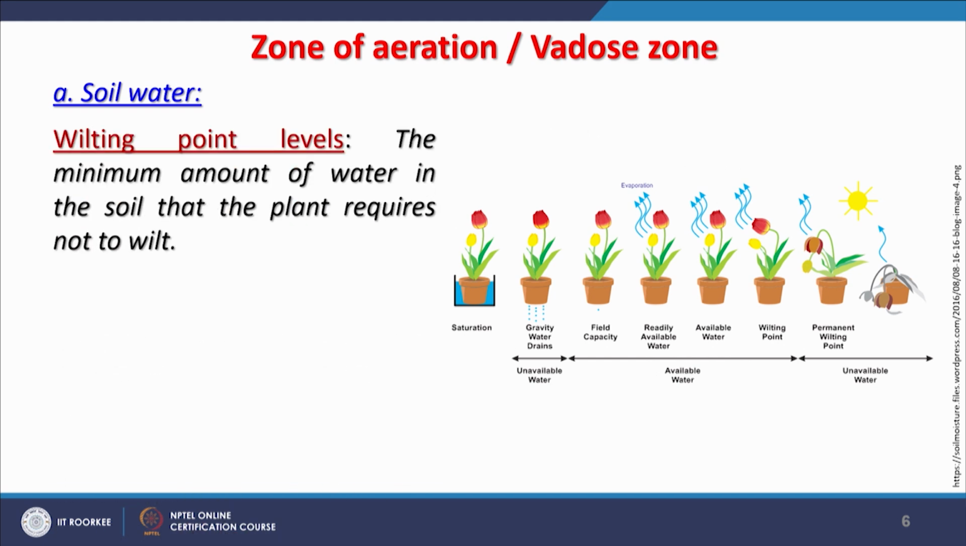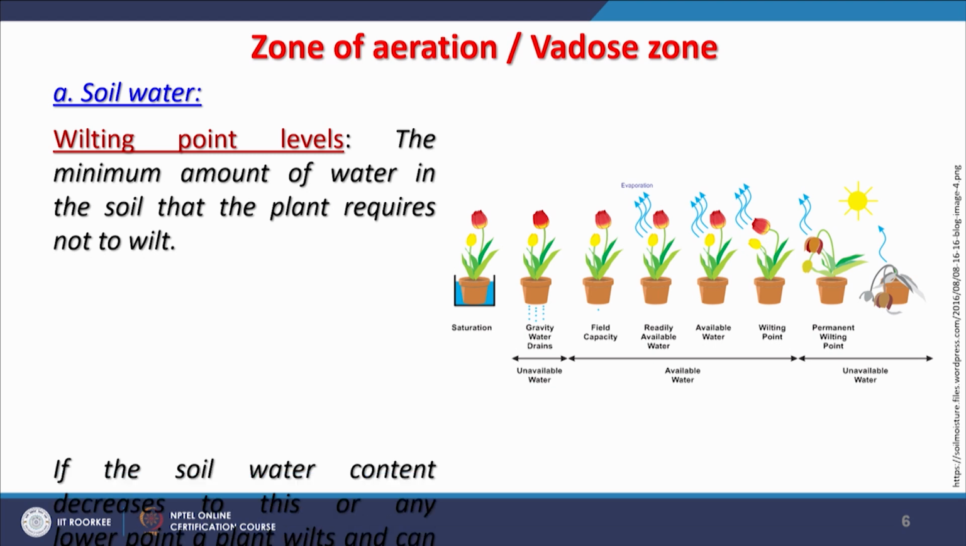Now, the wilting point level, a term which we have used, is the minimum amount of water in the soil that a plant requires not to wilt, meaning not to die. That minimum amount of moisture which is required for sustainability is called the wilting point level.